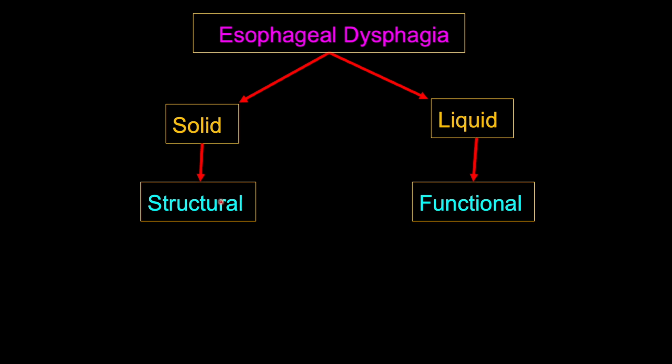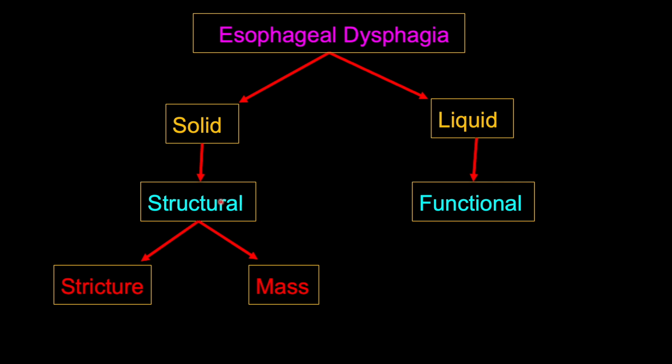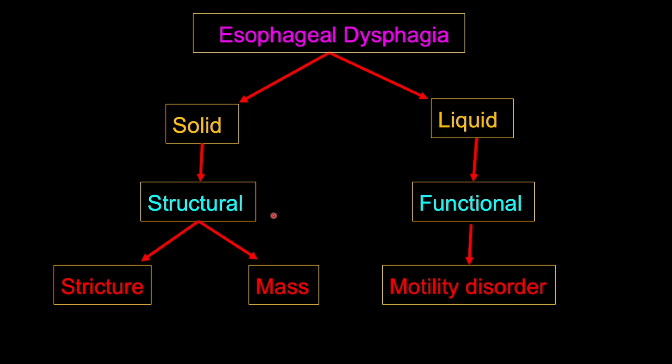The structural entities of esophageal dysphagia can be due to esophageal stricture or mass. Functional entities of esophageal dysphagia include motility disorder of the esophagus. Now let us see some cases related to esophageal dysphagia. This is a 40-year-old female with dysphagia. This is the barium esophagogram image.